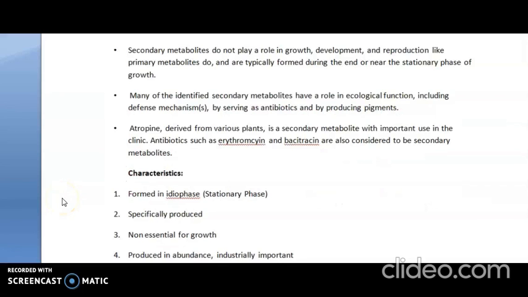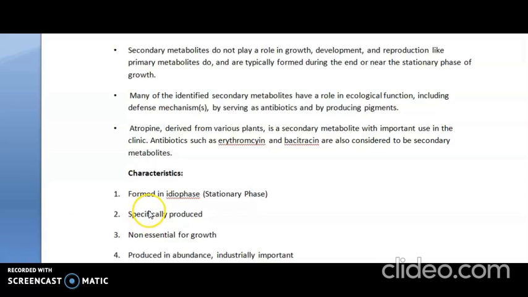The significance of the stationary phase is that the secondary metabolites are formed in this phase. The secondary metabolites do not play a role in growth, development, and reproduction like primary metabolites do. Many of the secondary metabolites have a role in ecological function, including defense mechanisms, for example, antibiotics and the production of pigments. Examples of secondary metabolites include erythromycin, bacitracin, and a compound called atropine, which is derived from plants.